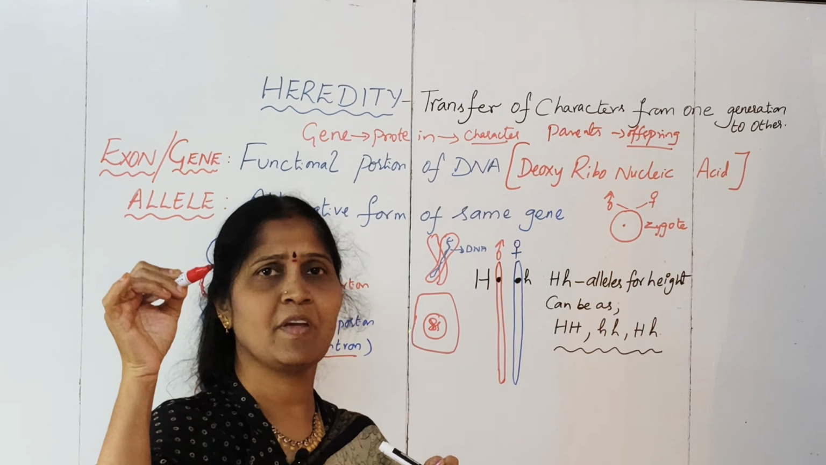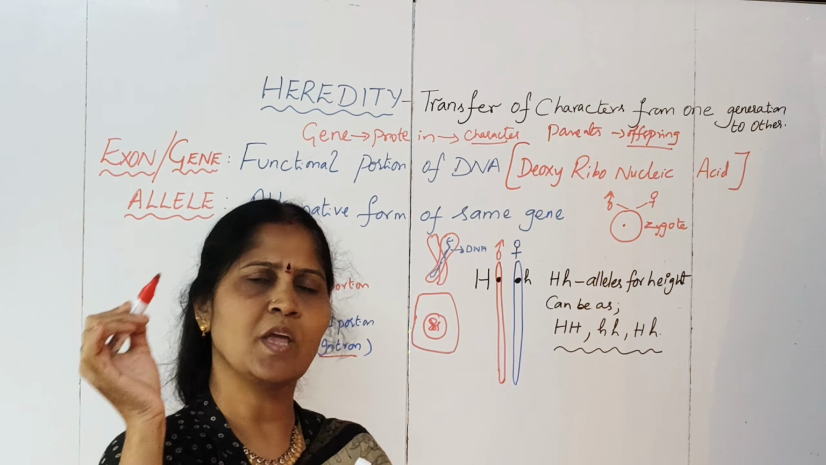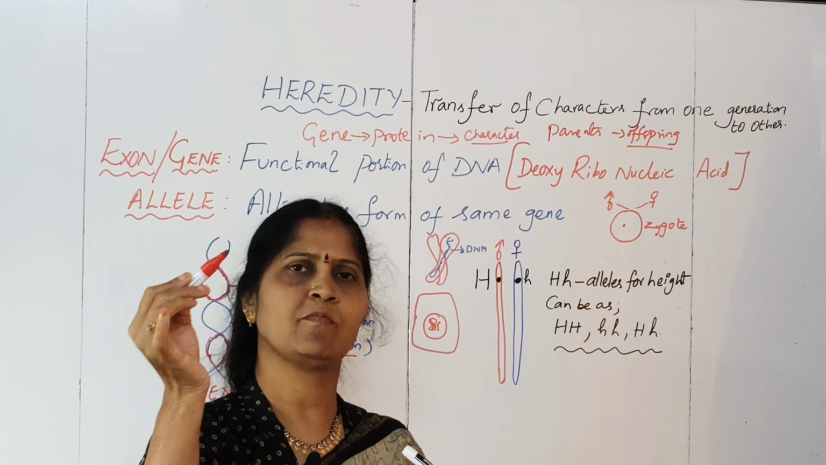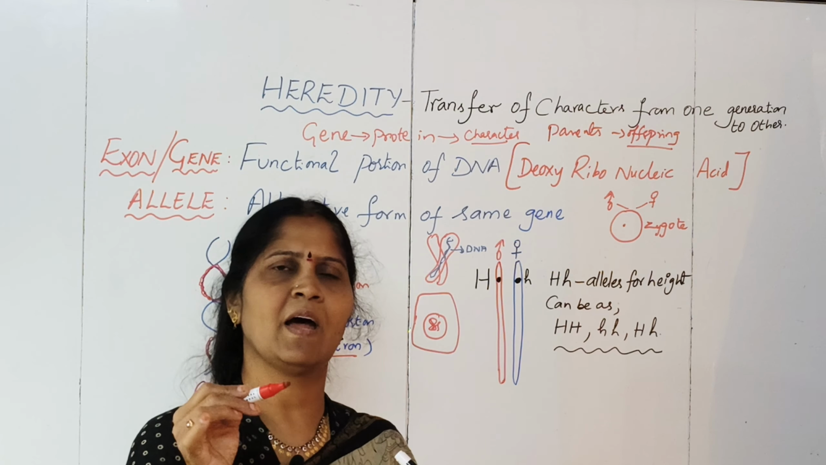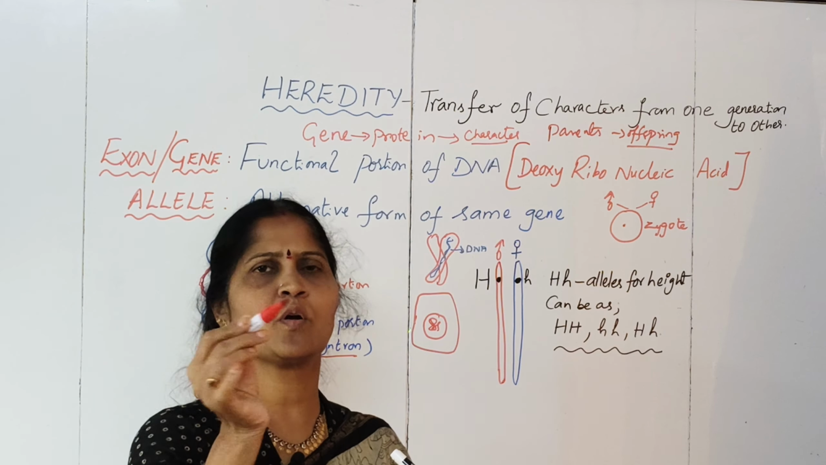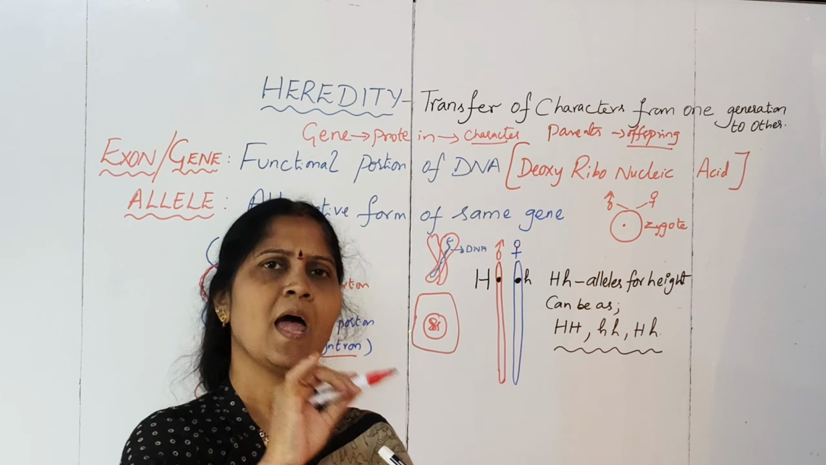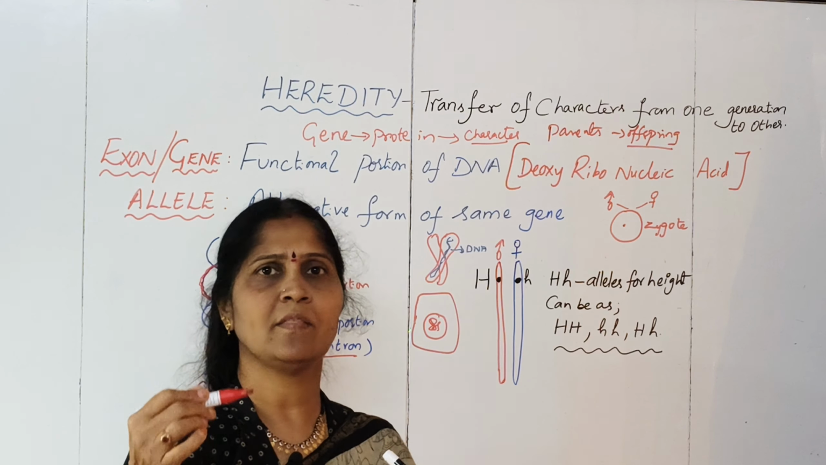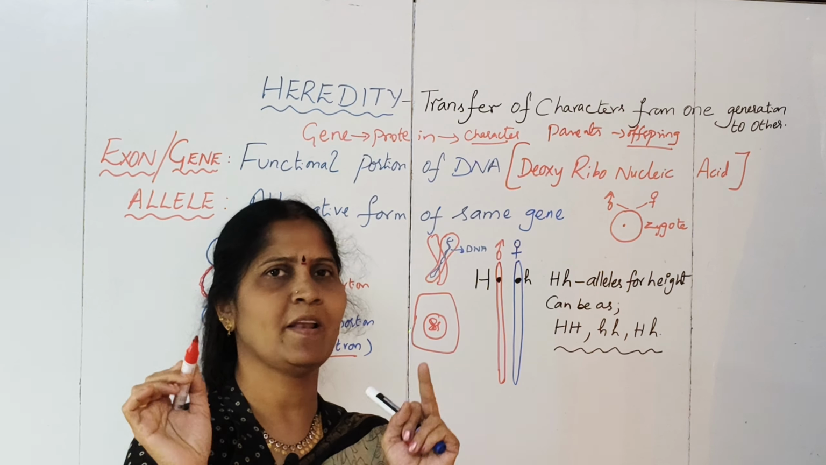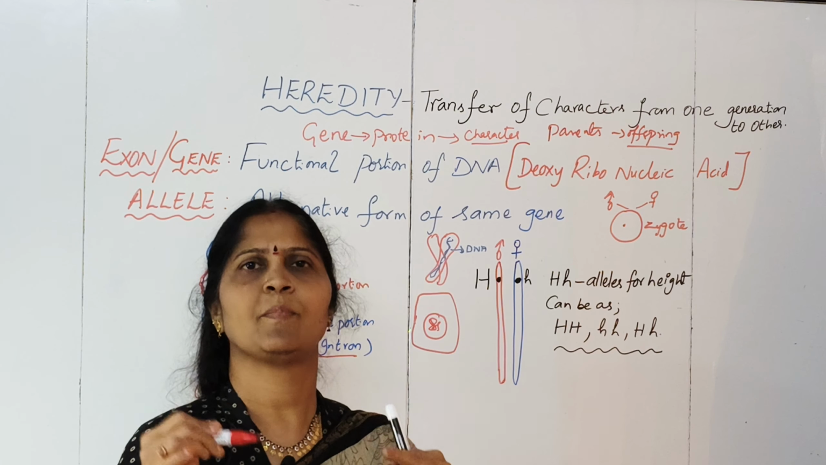So altogether we have 46 chromosomes. Each chromosome, one from father and one from mother, like that we will receive, and we will have 23 pairs. That is, the first chromosome, one from father, one from mother, and likewise all the 23 pairs of chromosomes will have one from the father and one from the mother.